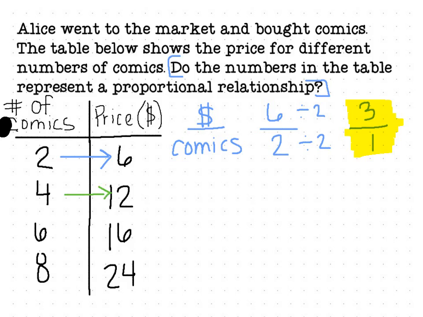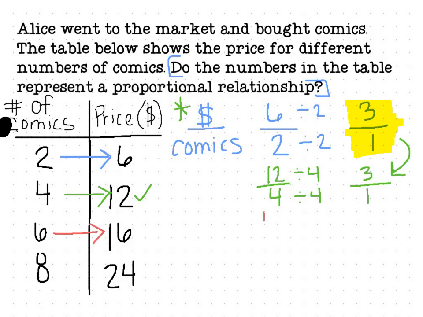So let's look at the second relationship. 4 comics cost $12. I'm going to use the same key, so I'm going to put $12 over 4 comics. Here I can simplify by 4. 12 divided by 4 is 3. 4 divided by 4 is 1. So this one checks out. It has the same ratio at the end, that 1 comic costs $3. Just because that one works does not mean we want to stop. We do want to keep going.